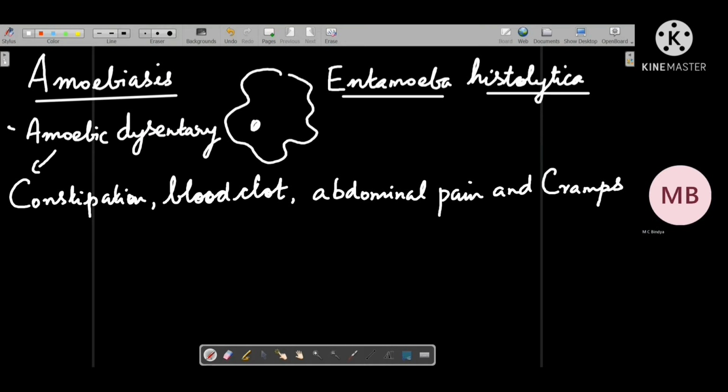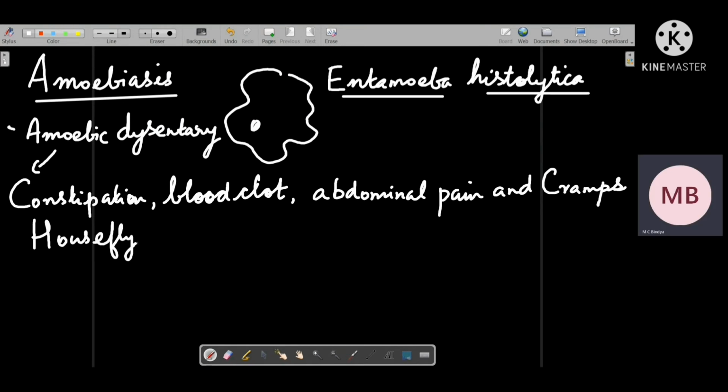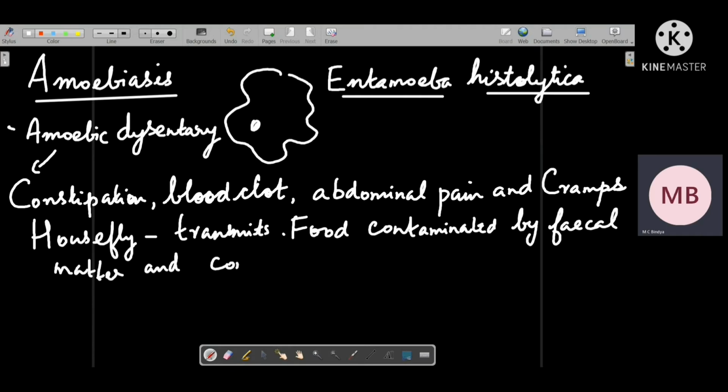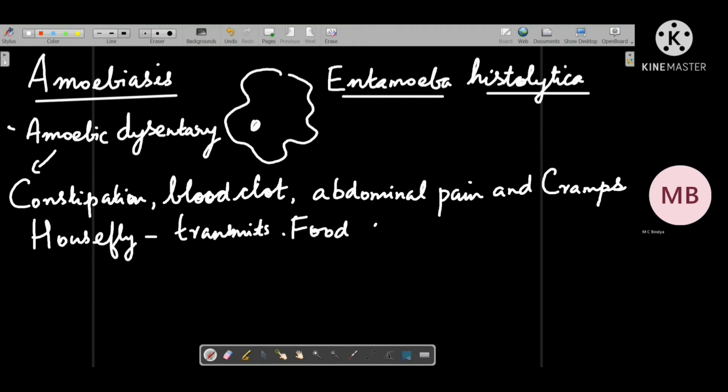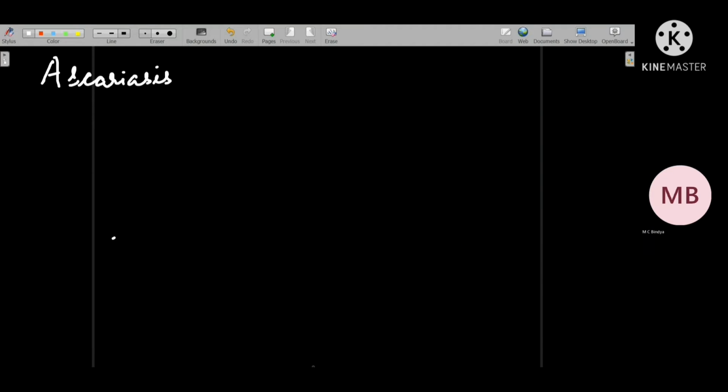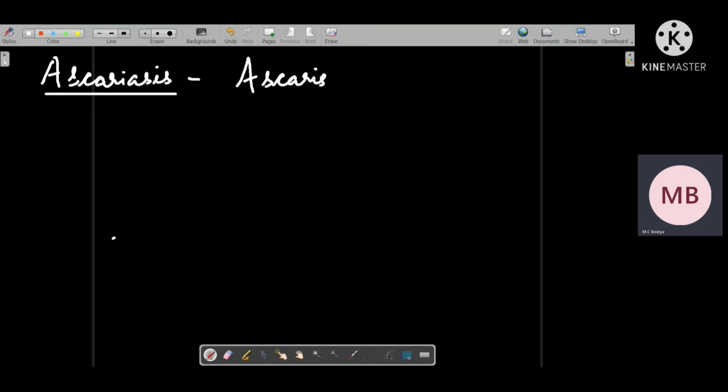Amoebiasis is caused by Entamoeba histolytica. It causes amoebic dysentery, constipation with blood clot, abdominal pain and cramps, and the housefly acts as a vector when transmitting the disease. The food that is contaminated with this protozoa and by the fecal matter, and contaminated water, it spreads.